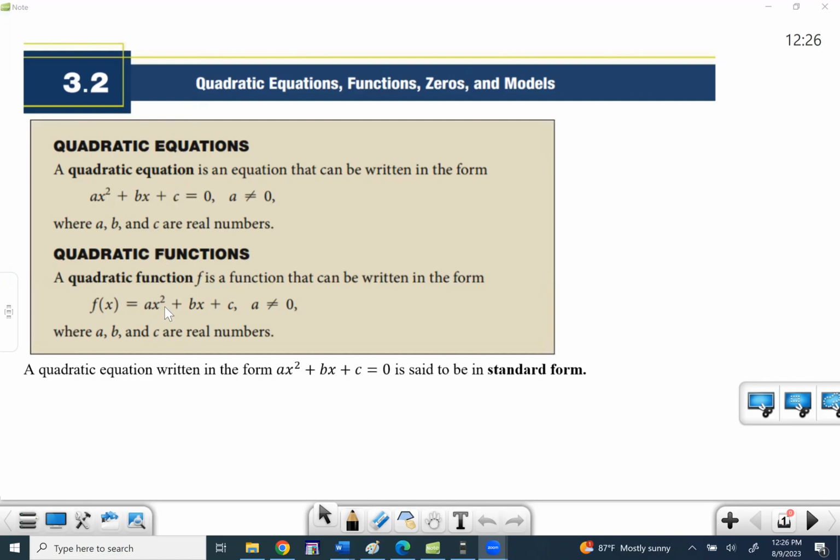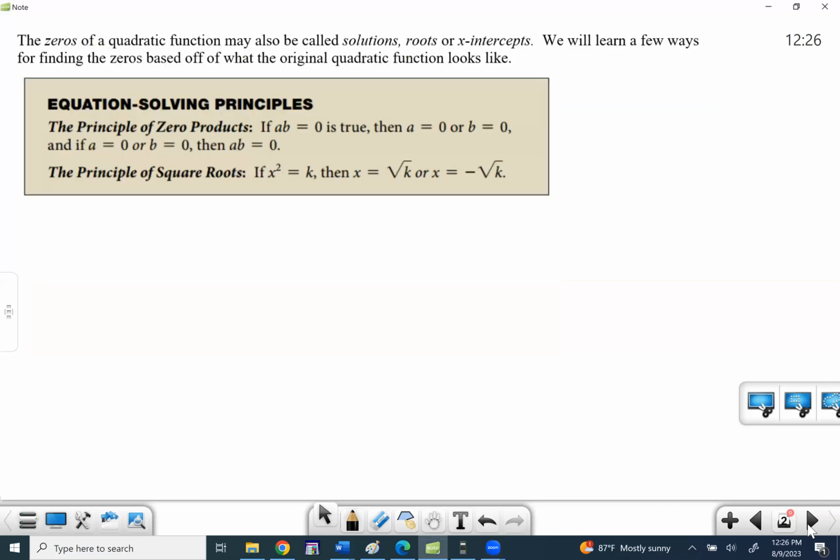Now, the only difference between these two is this one is set equal to 0, and this one is set equal to f of x. So that's why this one's a function, and this one's going to be our equation. Okay. Now, it doesn't have to be in this order. We might get some of these quadratic equations that are out of order. But if it is written in ax squared plus bx plus c equals 0, then we say that that's standard form. So you'll hear me say get it in standard form. That just makes sure that you put it from highest exponent to lowest exponent.